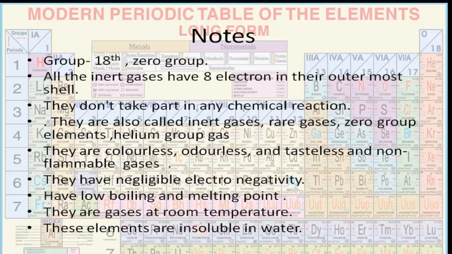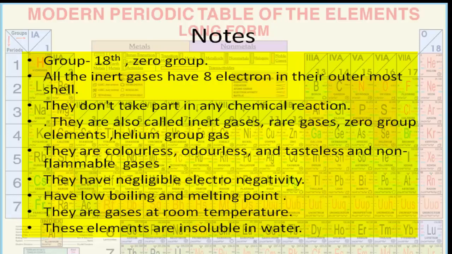So friends, let's understand some points about this group, as it is placed in the 18th, or you can say the zero group. All the inert gases have 8 electrons in their outermost shell. Friends, according to the octet rule of the electronic configuration of elements, when any element has 8 electrons complete in its outermost shell, we call it stable, just because it doesn't have any other room to gain or lose electrons from its outermost shell. So they are more stable.